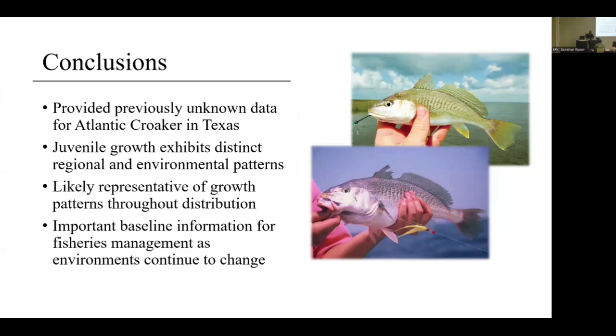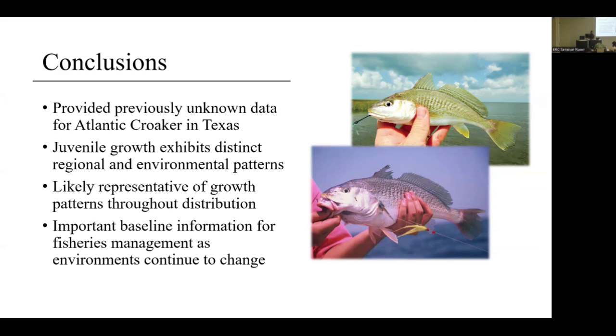So that moves us into the conclusions of this project. The goal of this project was to look at a data gap between those early stage juveniles that have been studied and those adult fish that have been studied, and try to look into the later stage juvenile fish aging and growth to provide previously unknown data for Atlantic croaker along the Texas coastline. And what we saw was that juvenile growth typically does exhibit distinct regional and environmental patterns, changing as we go from northern bays down to southern bays, which may be representative of growth patterns throughout their entire distribution.